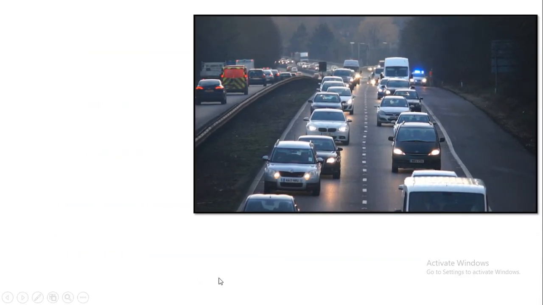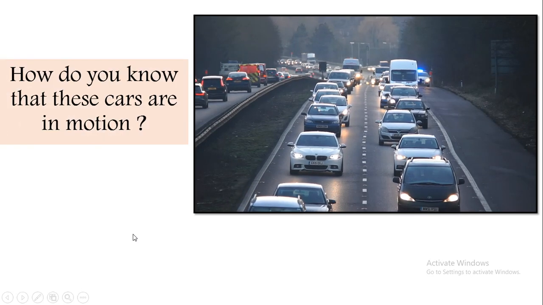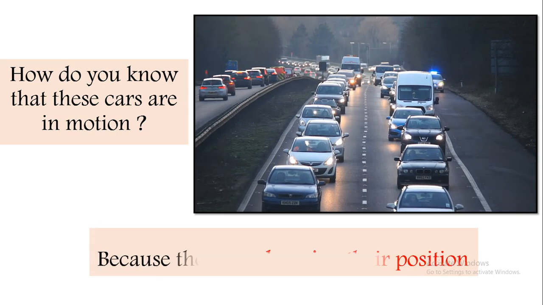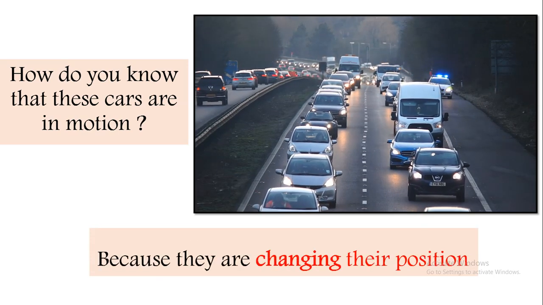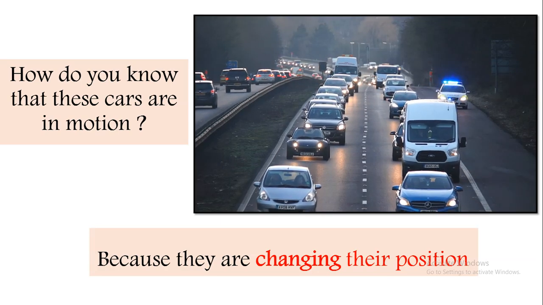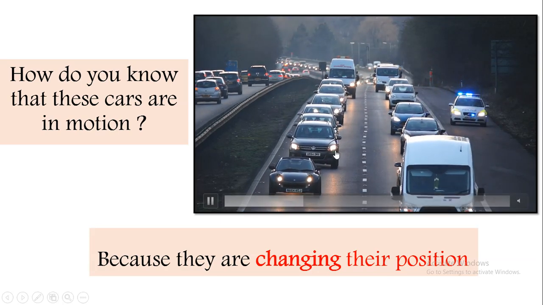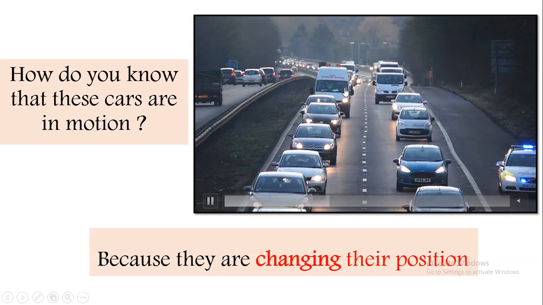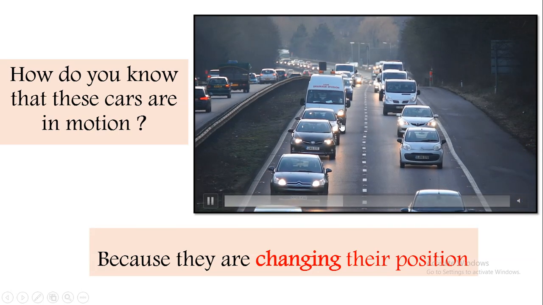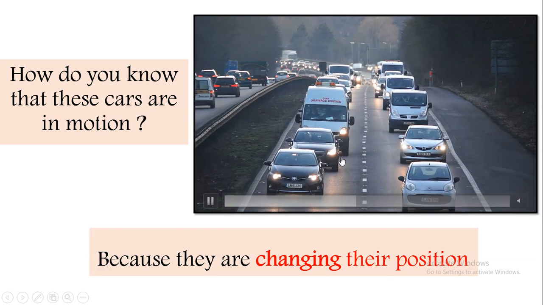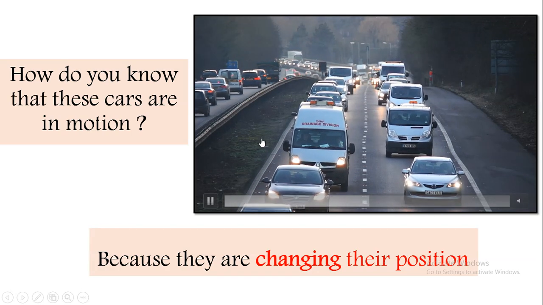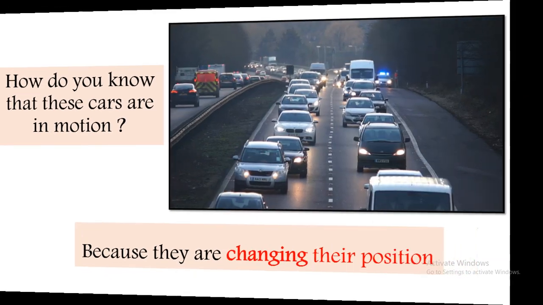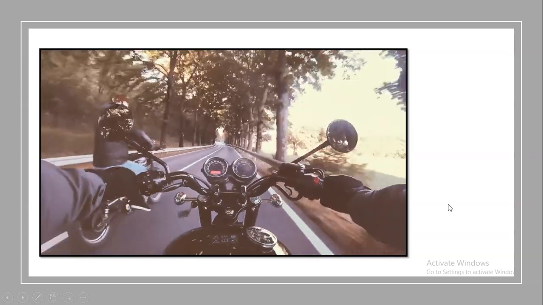Now look at this picture. These cars are in motion. How do you know that these cars are in motion? Because they are changing their position. How do you know that they are changing their position? Look, they are changing their surroundings too. This car is in here, in this position. Now in this position, now in this position. So it's changing its position constantly. That means it's in motion.